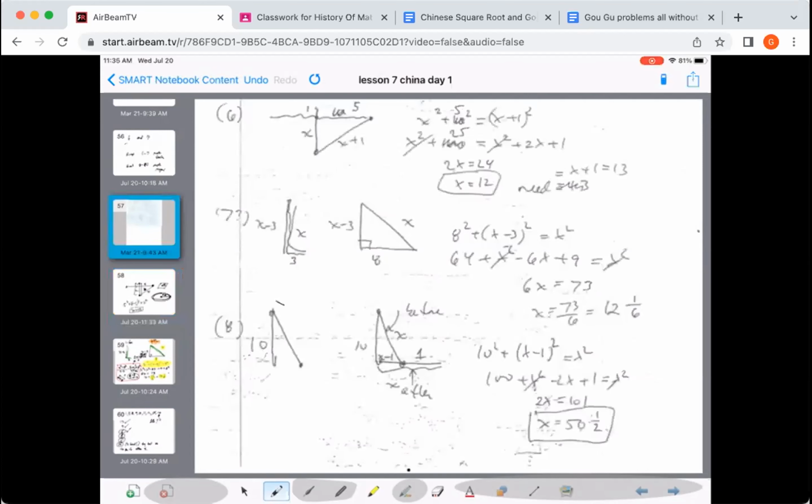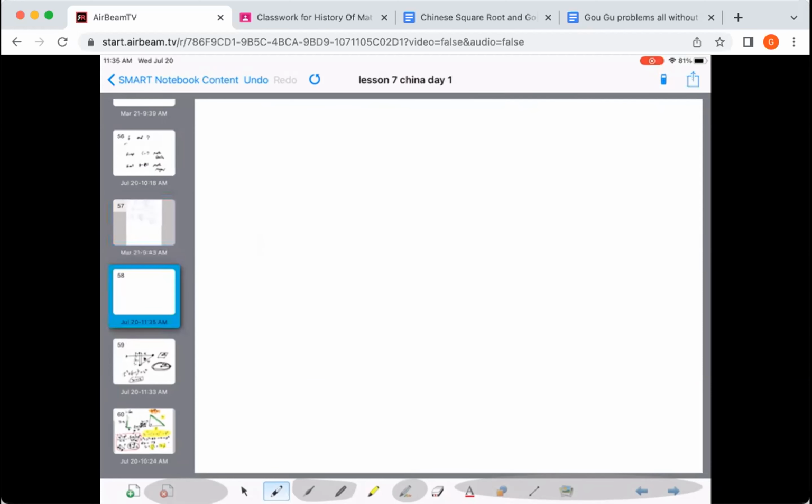Question 8 is an interesting question. We have our pole balancing against the wall, and then we move it back 1 foot, and then it's totally on the ground. So it's like this. This is 10, and we don't know how big the pole is.